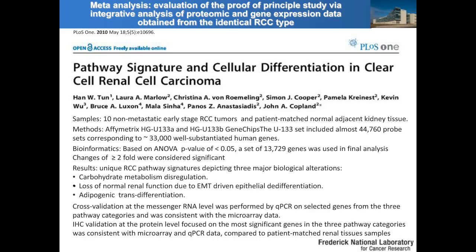This cross-validation at the messenger RNA level was performed by qPCR and also by immunohistochemistry.